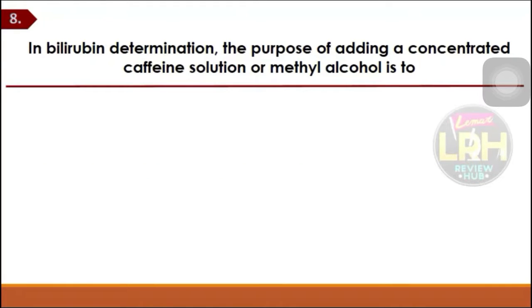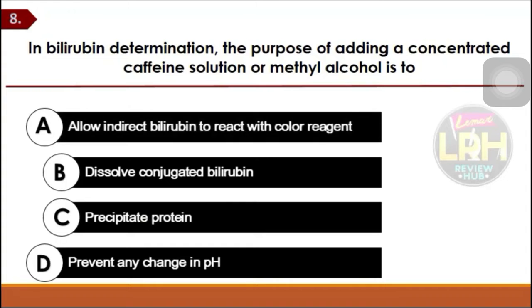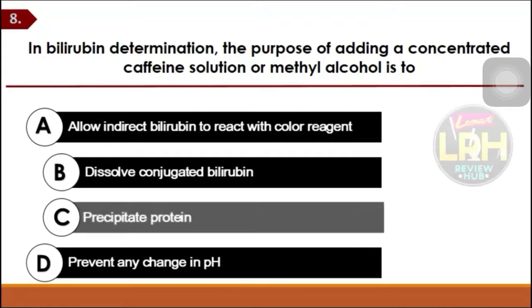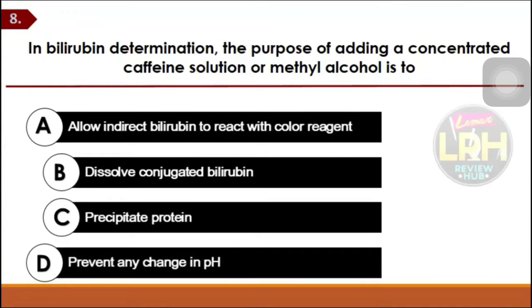For number 8, in bilirubin determination, the purpose of adding a concentrated caffeine solution or methyl alcohol is to what? Is it letter A, allow indirect bilirubin to react with color reagent? Letter B, dissolve conjugated bilirubin? Letter C, precipitate protein? Or letter D, prevent any change in pH? Of course, the correct answer is letter A.